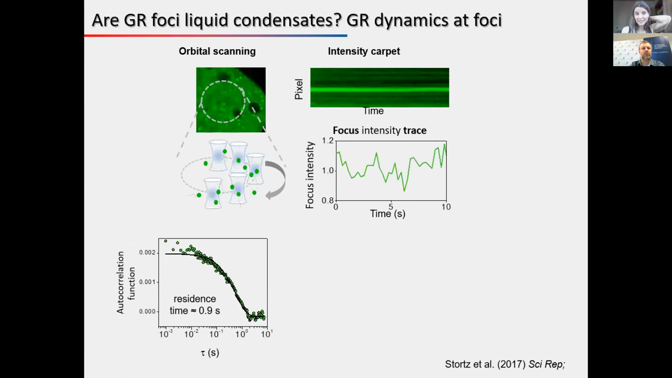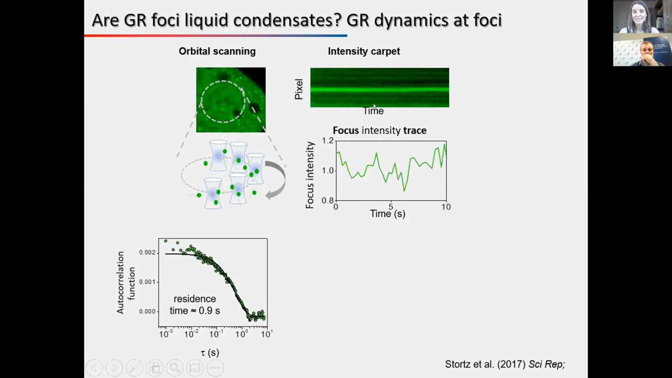So we decided to explore if GR foci are liquid condensates. We did FRAP experiments that I'm not going to show you. We also did scanning FCS experiments to analyze the exchange of GR molecules between these foci and the environment. You have also learned about scanning FCS in this course. Briefly, we scan with a laser an orbit here, repeat the number of orbits through the same path, and recover the intensity along the orbit as a function of time.